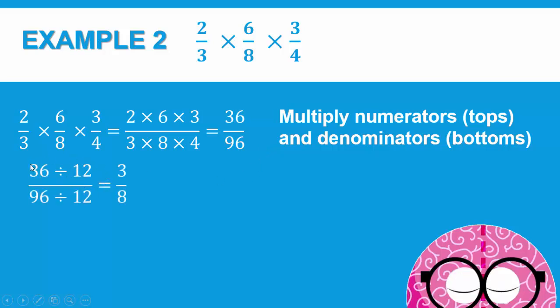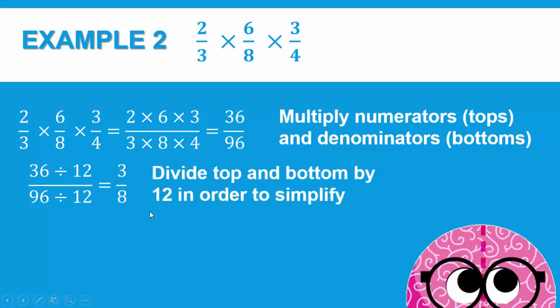And we simplify, noticing that 12 divides into 36, and 12 divides into 96. So that means we get 3 over 8. Or we can simplify as we go along, just like I did in the previous example. So let us now go to the whiteboard and see how we can do it using that method.